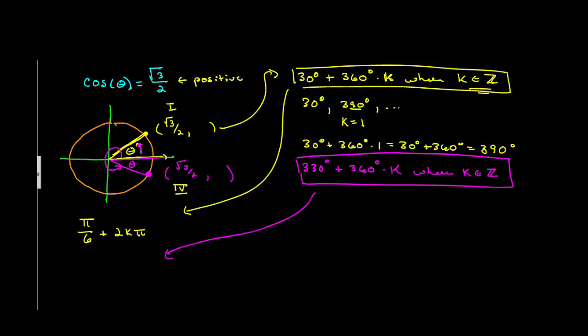Okay, so let's go ahead and convert that. If you think about that, that's really 2 pi minus pi over 6, which is going to be 12 pi over 6 minus pi over 6, which is 11 pi over 6. Again, we should say for this where k is an integer.